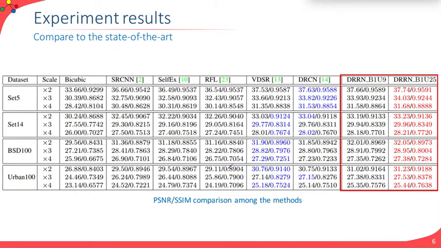This is the comparison in PSNR and SSIM among the methods. The dataset used is this one. It is very well known in super resolution. The scale factor is set to 2, 3, and 4. We can see that the proposed method outperforms the existing methods in both PSNR and SSIM in all the datasets.